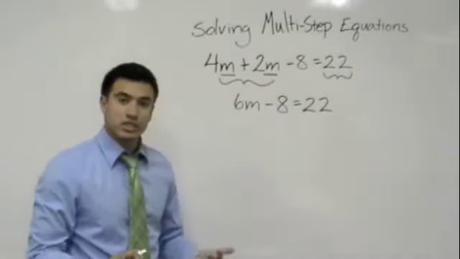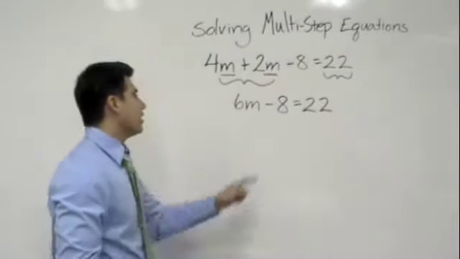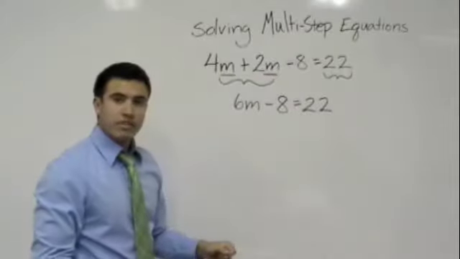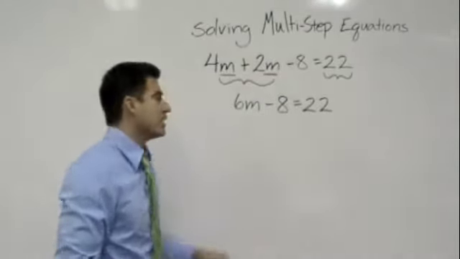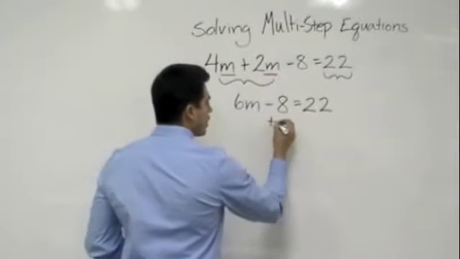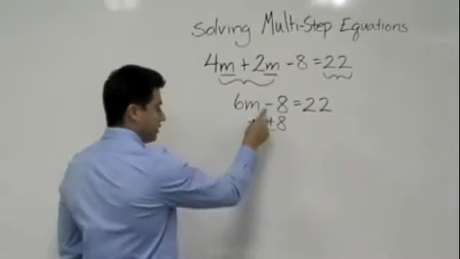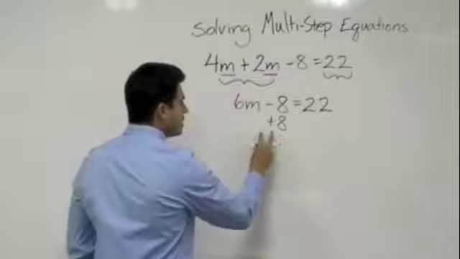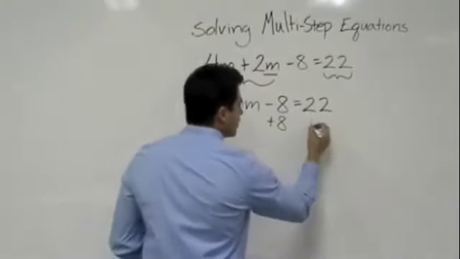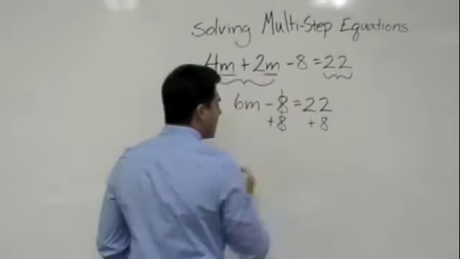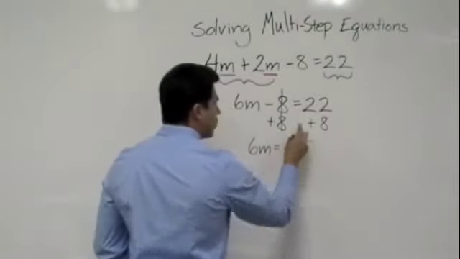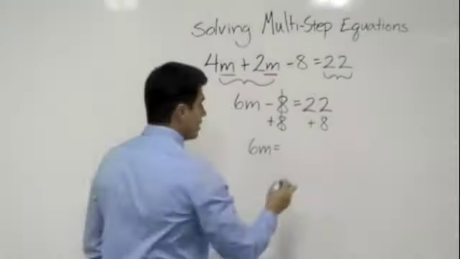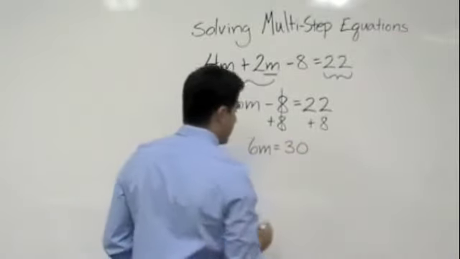Now this turns into a two-step equation problem. The number furthest away from the variable, we want to go ahead and do the opposite of that first to get it to the other side of the equal sign. So the opposite of negative 8 is positive 8. So we add 8 to both sides. That cancels out. You bring down what's left over. That's 6m equals 22 plus 8, which gives us 30.